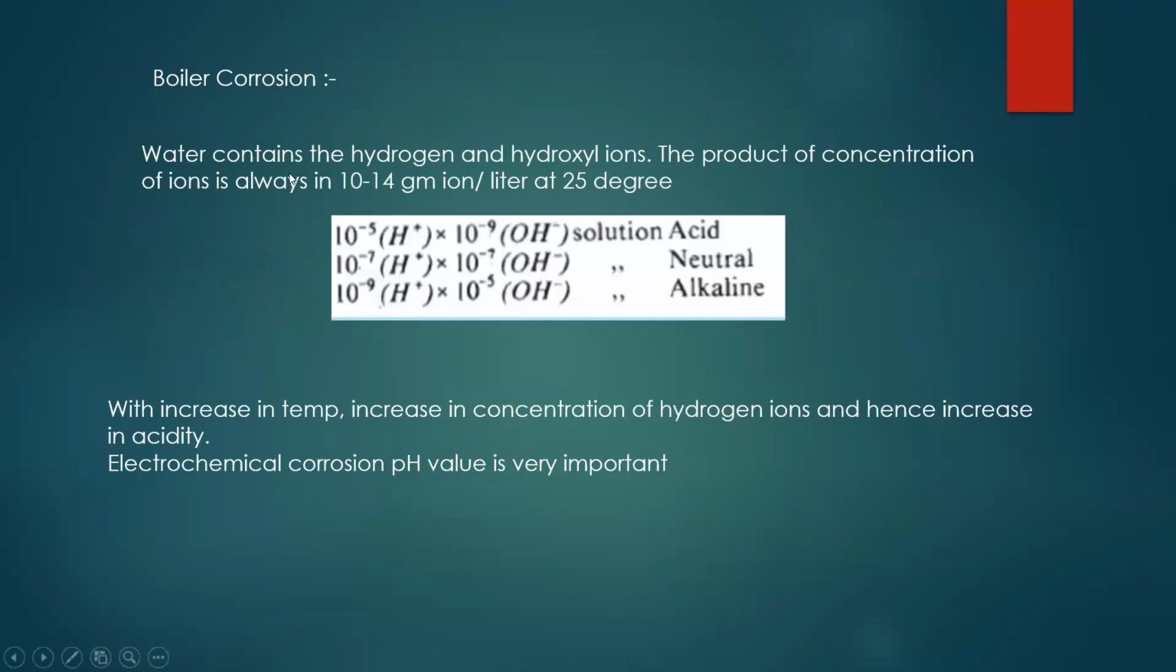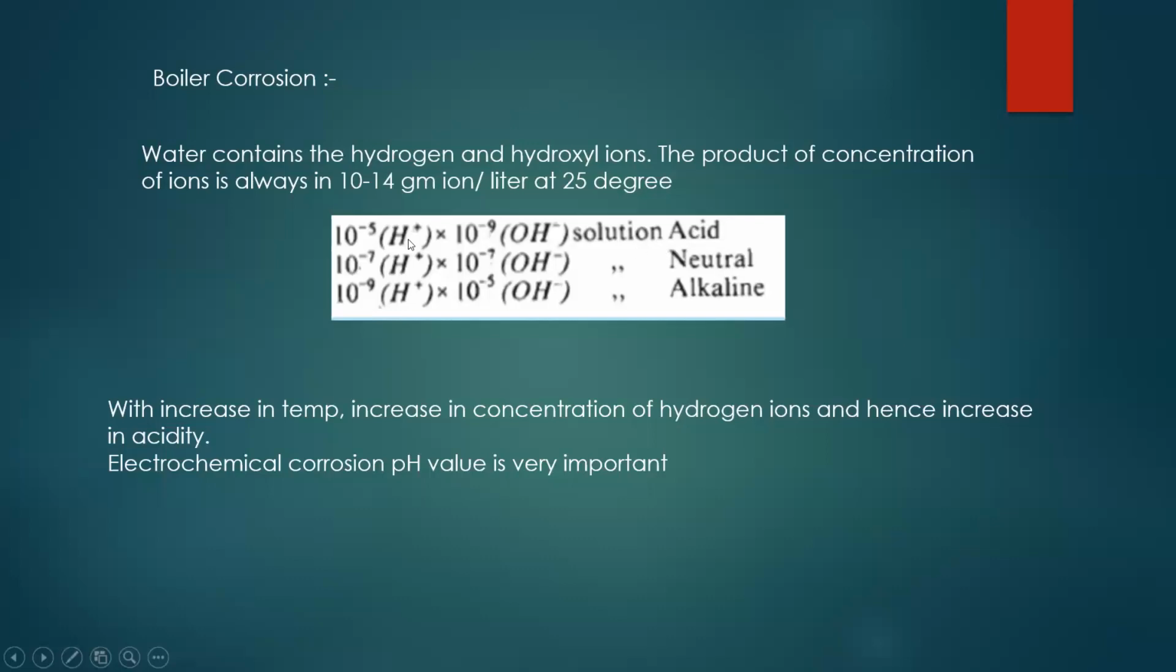Next is boiler corrosion. Why is corrosion happening? Water contains hydrogen ions as well as hydroxyl ions, that is H plus and OH minus both. The product of the concentration of the ions is always 10 to the power minus 14. So this is the pH of the water we should keep at 25 degrees Celsius.